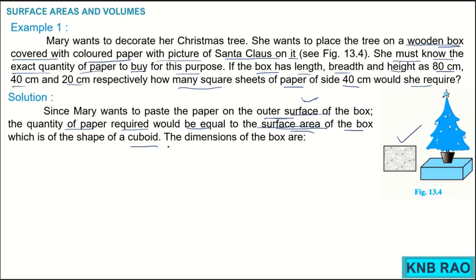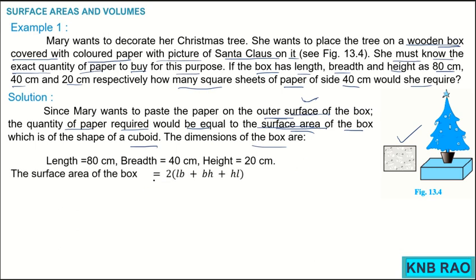You know how to find the surface area of a box? Since it is a cuboid, and knowing the length, breadth and height as 80, 40 and 20 centimeters respectively, the total surface area of the box we will find using this formula. We have already learned this: 2 times (LB plus BH plus HL). Now, substituting L as 80, B as 40 and H as 20: 2 into (80 into 40 plus 40 into 20 plus 20 into 80).